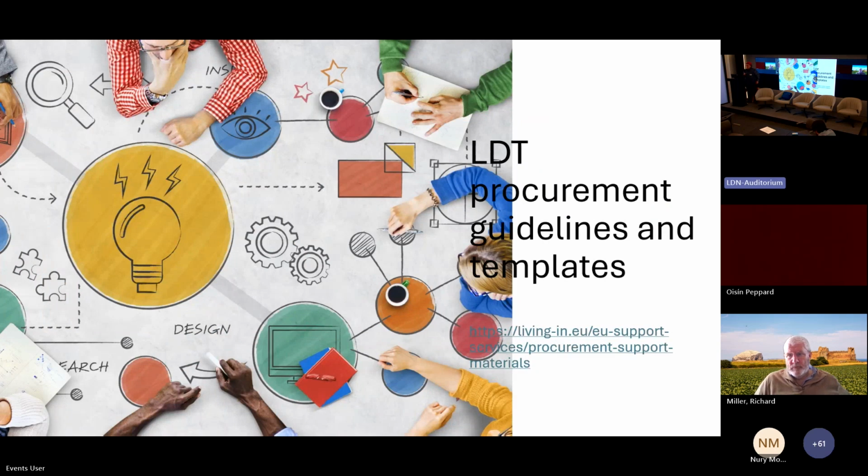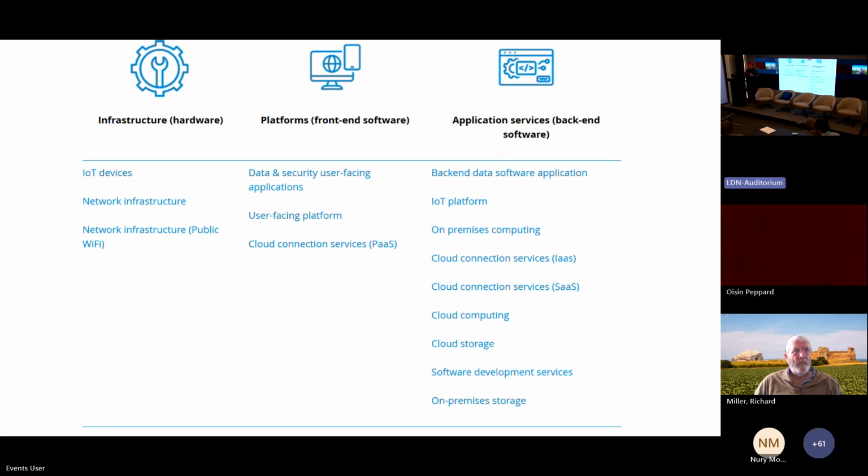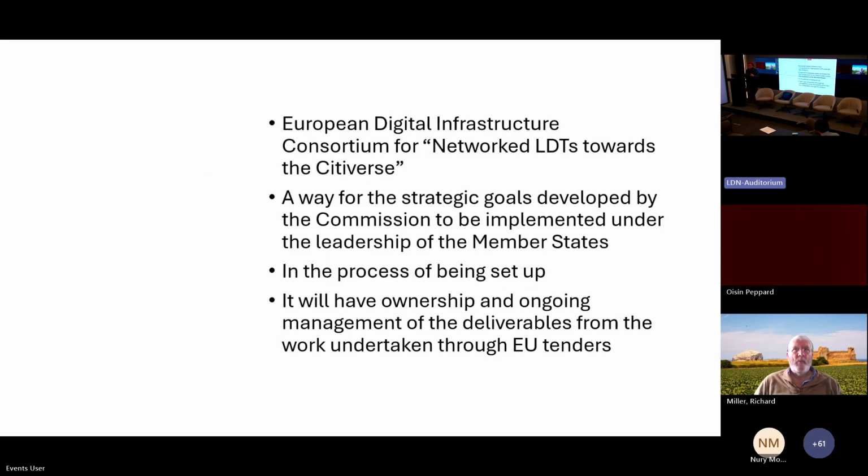Then there was some work that was done about procurement guidelines and templates, which was really addressing the more basic set of things that cities needed to be putting in place and procuring. And there's a lot of very good support materials that you can get online. I don't know if you can see it, but that's got a list of some of the key issues that are covered by the procurement guidelines. And that's available now, that's finished, and that's very practical. And then another thing that's been done is to look at how the MIMs can be tested and checked to make sure that any product or service is compliant with the minimal interoperability mechanisms.